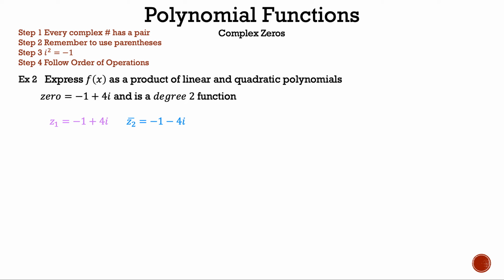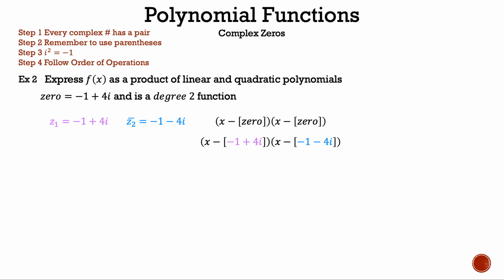Now, let's use the last of the given information, degree 2, to help us. What do we think the degree 2 tells us? That's correct, the number of zeros our polynomial has. In this case, we have 2. Now we can set up the product of linear polynomials, the quantity of x minus the first zero times the quantity of x minus the second zero. Next, let's substitute negative 1 plus 4i for the first zero and negative 1 minus 4i for the second zero.